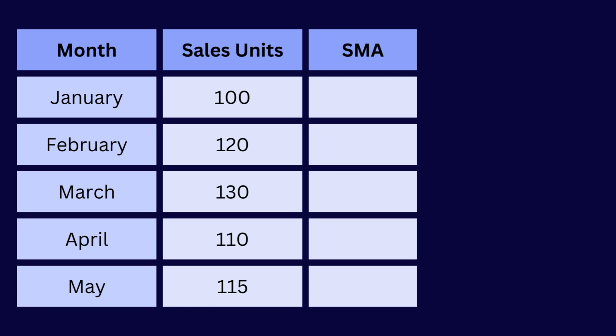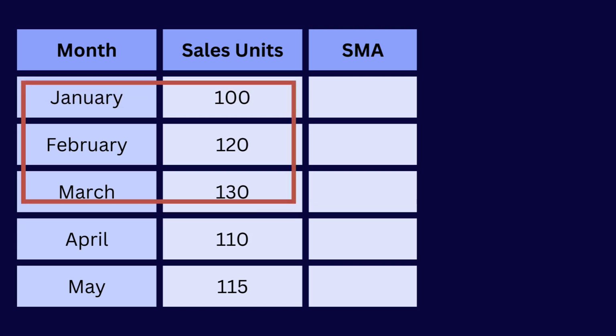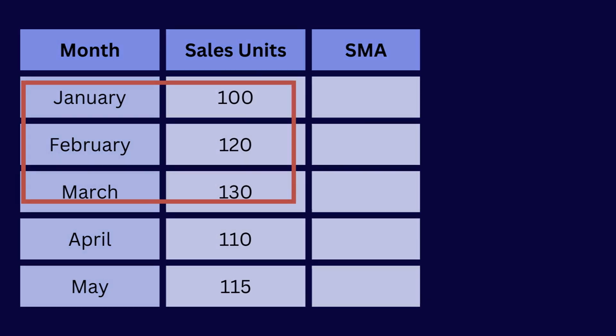Suppose we have monthly sales figures for a store over 5 months. January 100 units, February 120 units, March 130 units, April 110 units, May 115 units. To calculate a 3-month simple moving average for the month of April, we will take the average of the sales figures for January, February, and March.